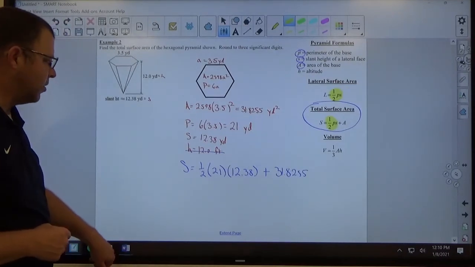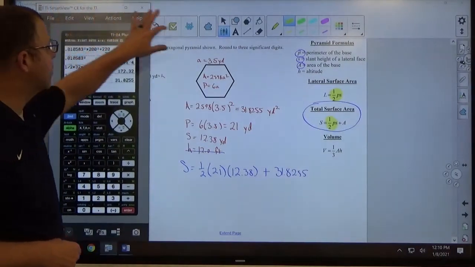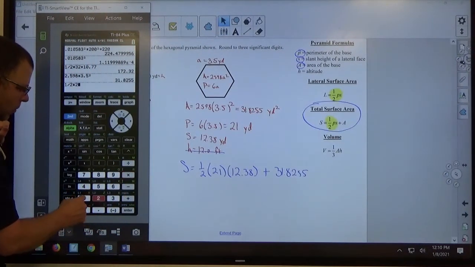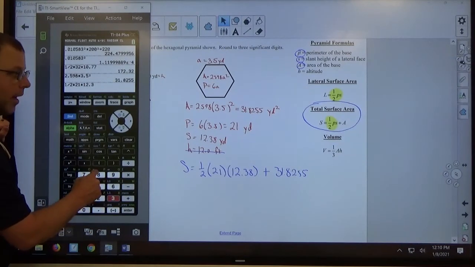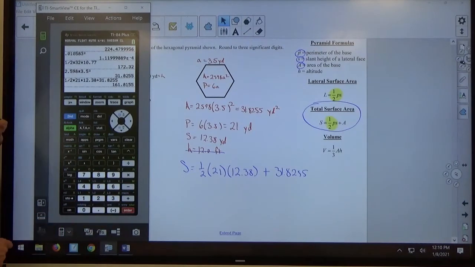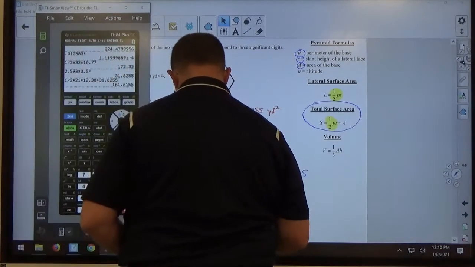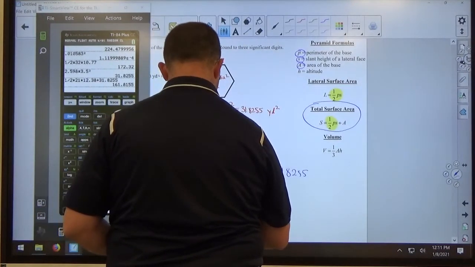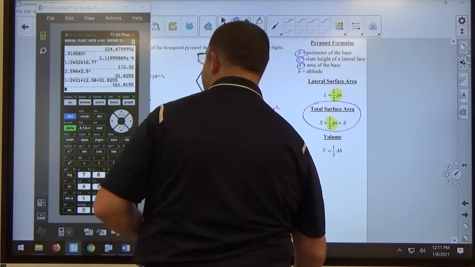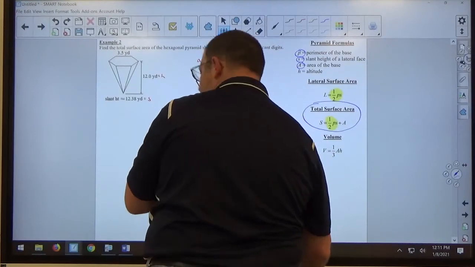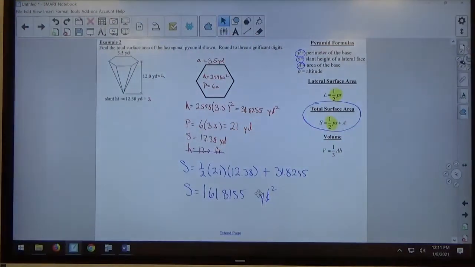Once you get it written down, now it's just type in your calculator and you get your answer. So 1/2 being multiplied by 21 times 12.38 plus 31.8255 comes out to a total surface area of 161.8155. That's of course going to be square yards. And any type of area, surface area, lateral surface area, basic two-dimensional area, it's always square units.